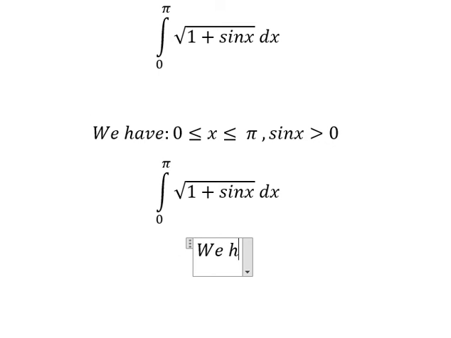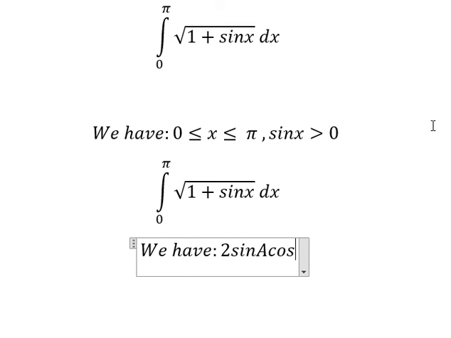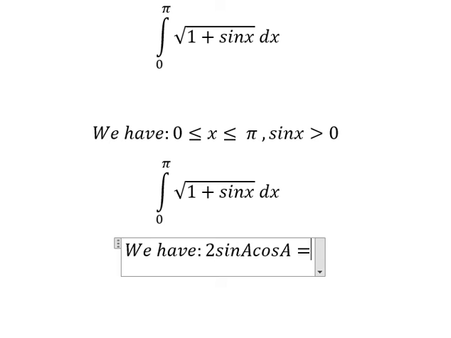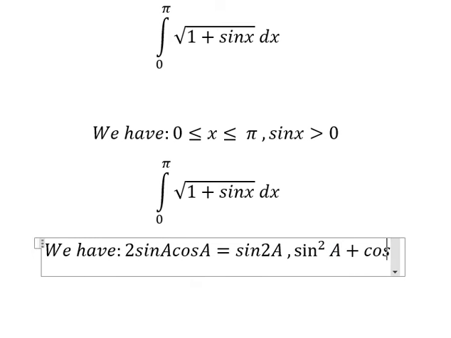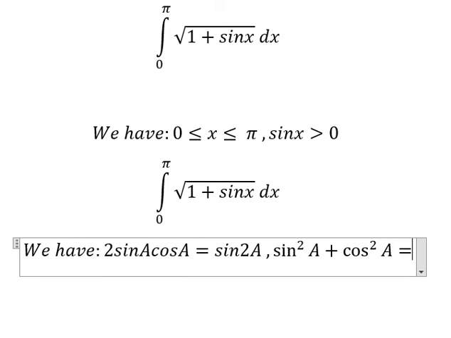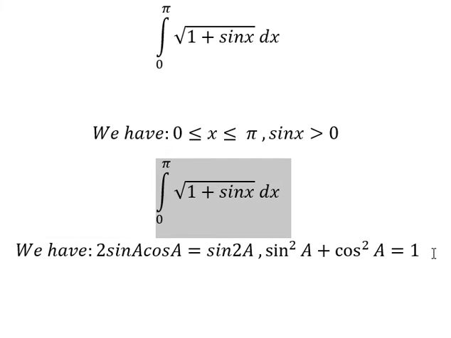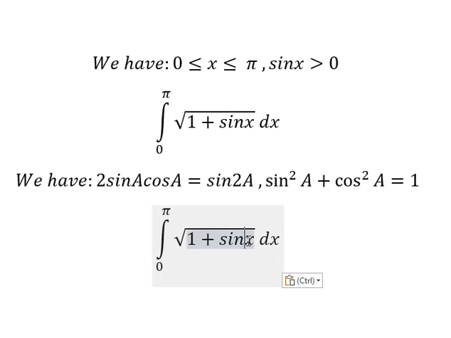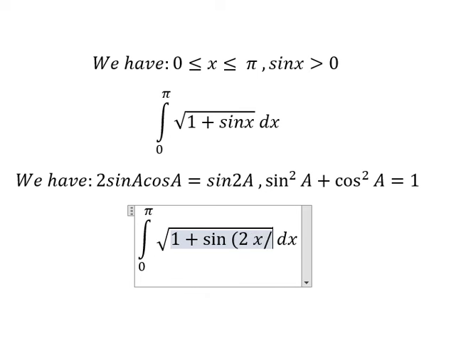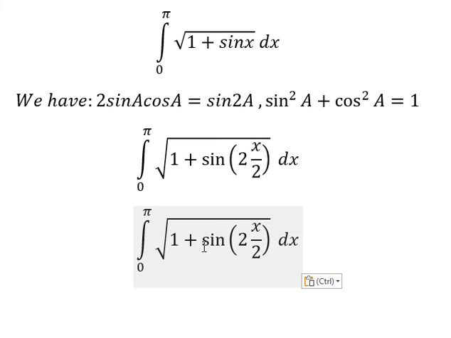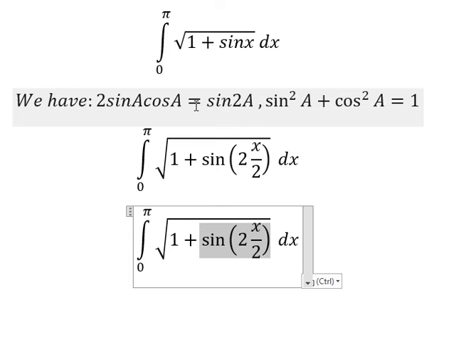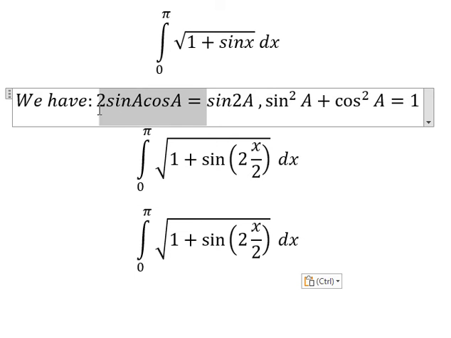We have the formula in here. 2 sine a cosine a equals sine 2a. Sine a square plus cosine a square equals number 1. So about x, that is number 2 multiplied by x over 2. Now we need to transform this one into this one.